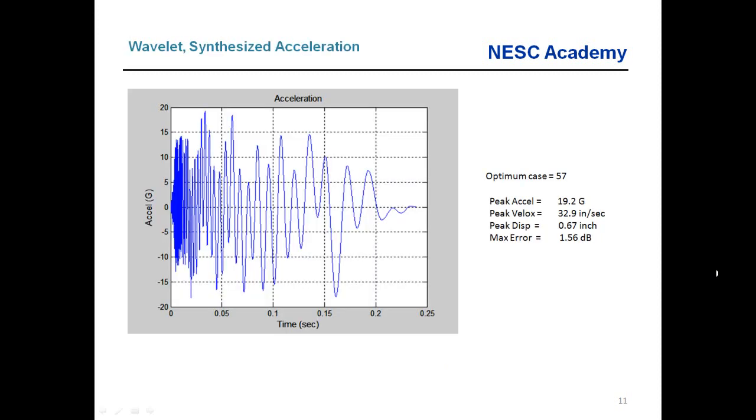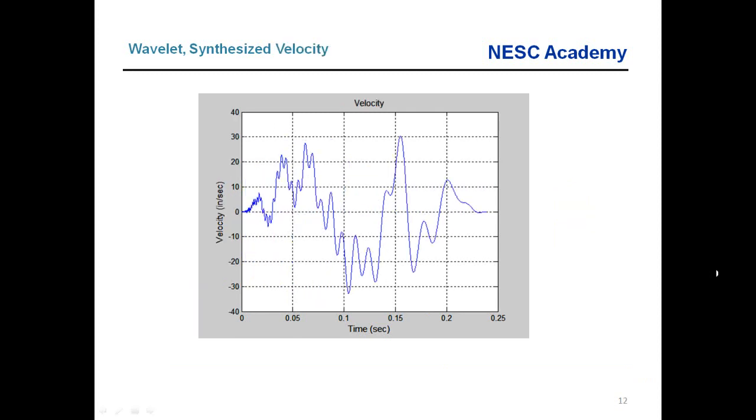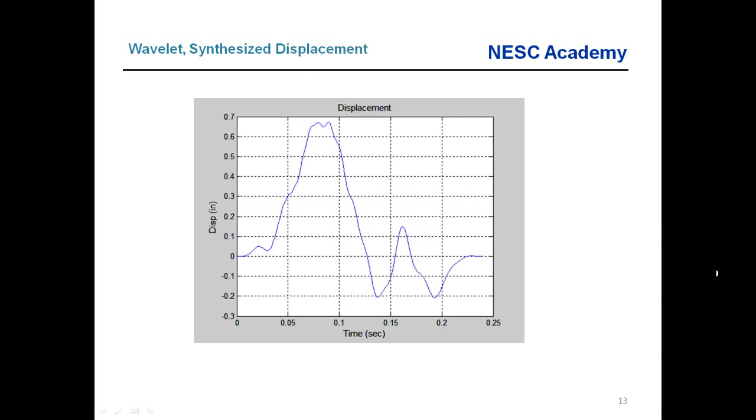So this happens to be the same one we just generated in class. This is our synthesized acceleration time history. It was case 57. And you can see off to the right the different metrics there characterizing that waveform. And then the corresponding velocity time history in inches per second versus time in seconds. The corresponding displacement, which in many cases will be the most important of all the parameters, because frequently we're running up against the stroke limit when we do shaker shock testing.